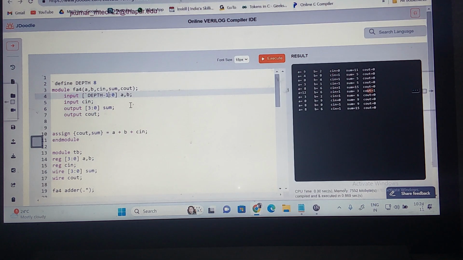Now A is 8-bit, B is 8-bit. And what is my sum? The sum is also 8-bit. Tick DEPTH minus 1. Do you understand? Where else do I need to change? Yeah, this is minus 1, DEPTH minus 1. Here also I need to change this to tick DEPTH minus 1. Here the sum also needs tick DEPTH minus 1.